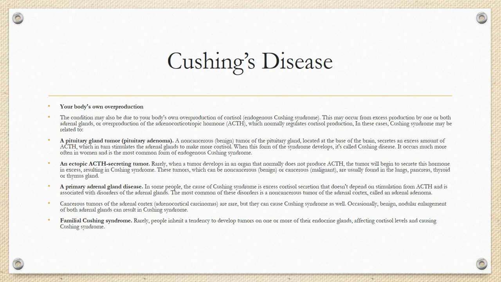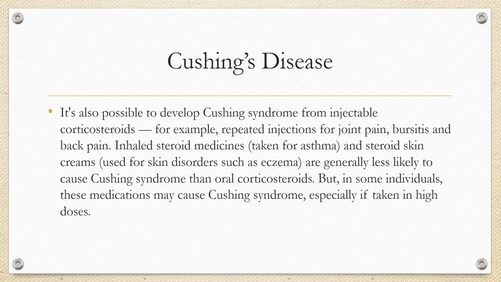So, in a nutshell, Cushing's disease, which I can't seem to say, is the overproduction of cortisol, essentially. It is also possible to develop Cushing's syndrome from injectable corticosteroids. For example, repeated injections for joint pain, bursitis, and back pain, inhaled steroid medications taken for asthma, or steroid skin creams used for skin disorders such as eczema are generally less likely to cause Cushing's syndrome than oral corticosteroids, but in some individuals these medications can cause Cushing's syndrome, especially if taken in high doses.